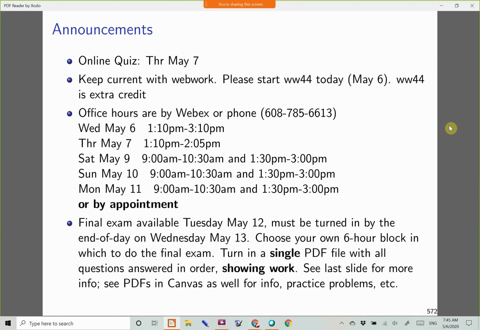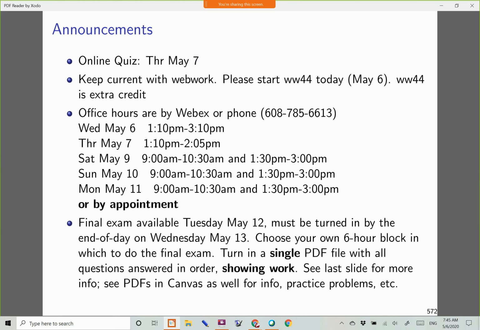Today's Wednesday, but I'm putting this here as a reminder that there is an online quiz, the last online quiz, tomorrow on Thursday. So please keep an eye out for that. Start WebWork 44 today. That is going to be the last one. I would suggest starting it today. If you can get it done today, great. Then you can just be done with it all.